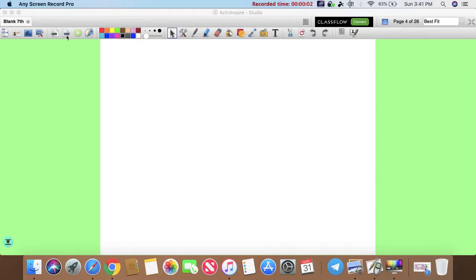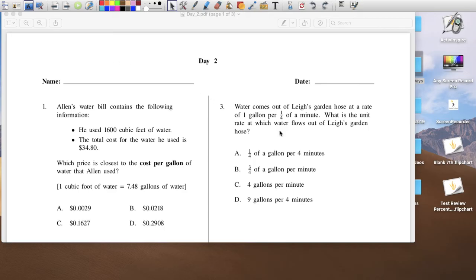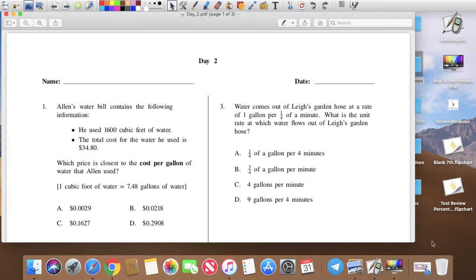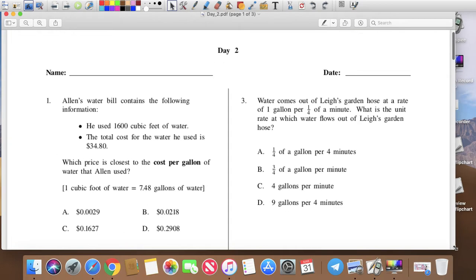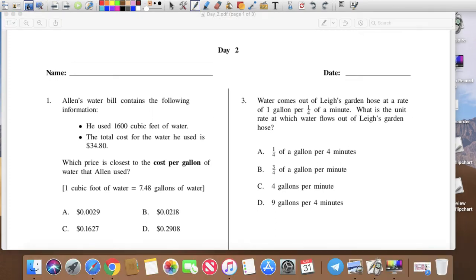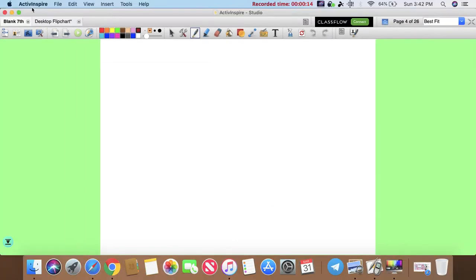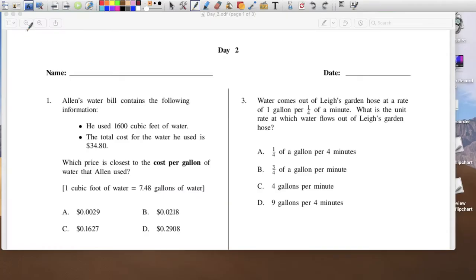Day two. Hopefully, you remember a lot of this stuff. If not, it's okay. So, day two. Let's make sure it's recording. And it is. All right.